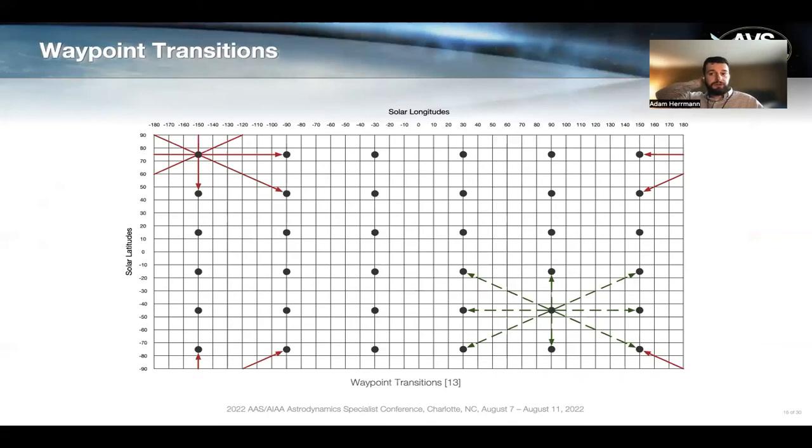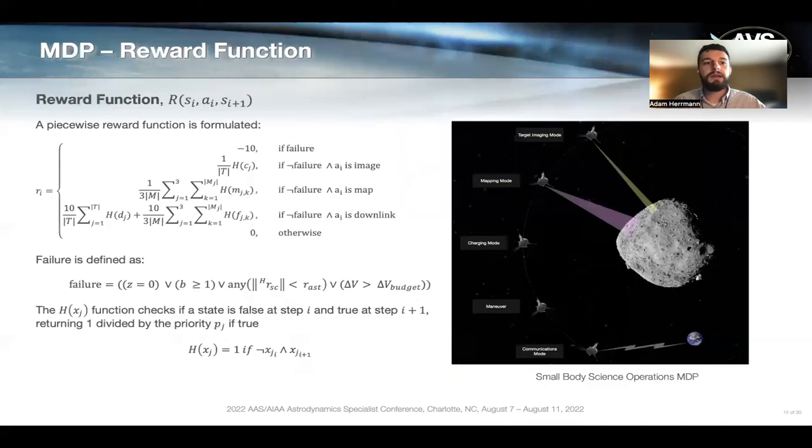A quick note on the waypoint transitions themselves. I mentioned only neighboring. So here I have two different transitions. The dotted green lines are nominal transitions, that's when you don't have to do any sort of angle wrapping. But the solid red lines are when angle wrapping is required. Typically, there's no danger of collision with the body, except when you're going from the southern to northern latitudes, or vice versa, north to south: you will collide with the body. So the agent has to learn not to do those transitions.